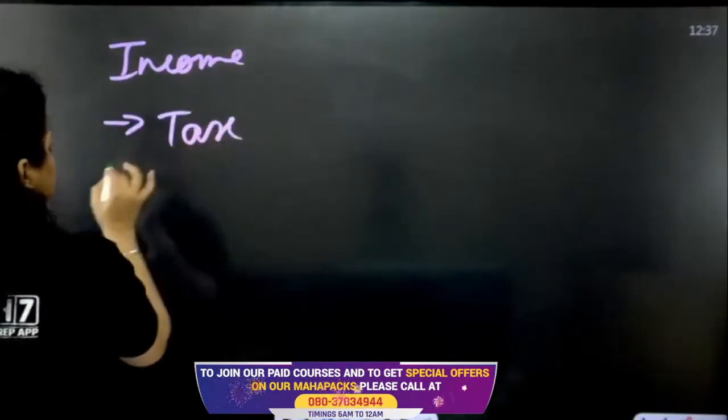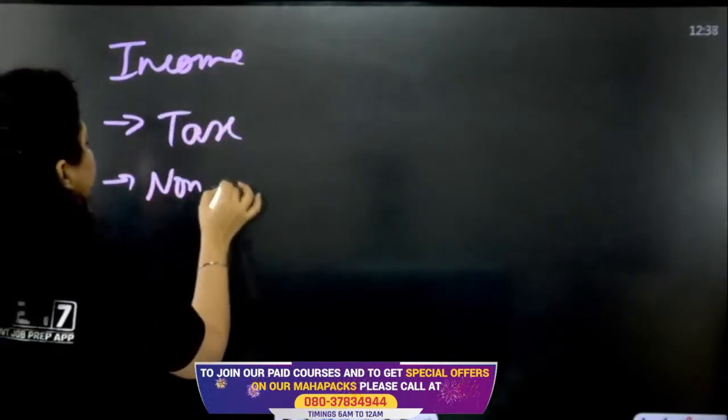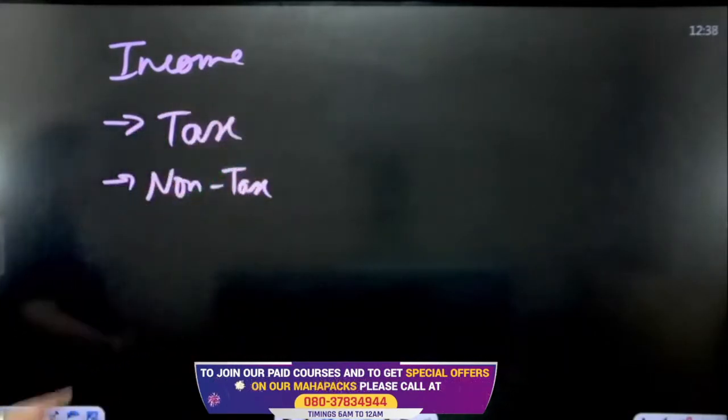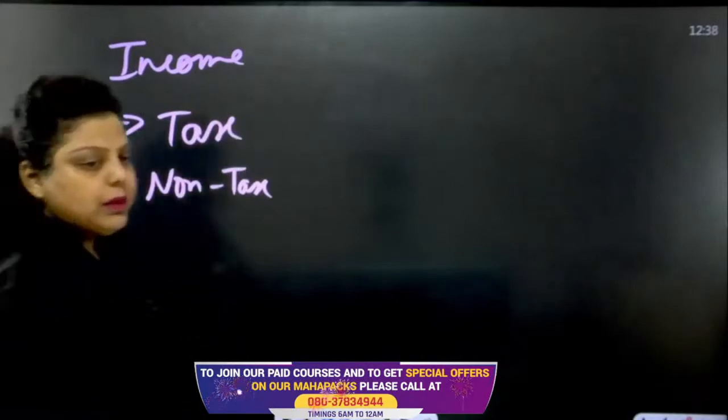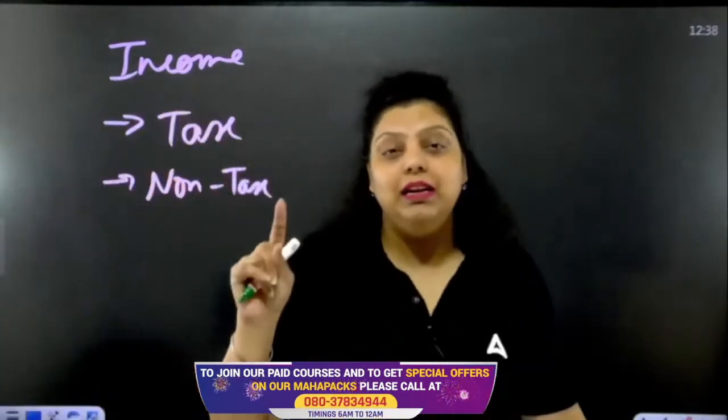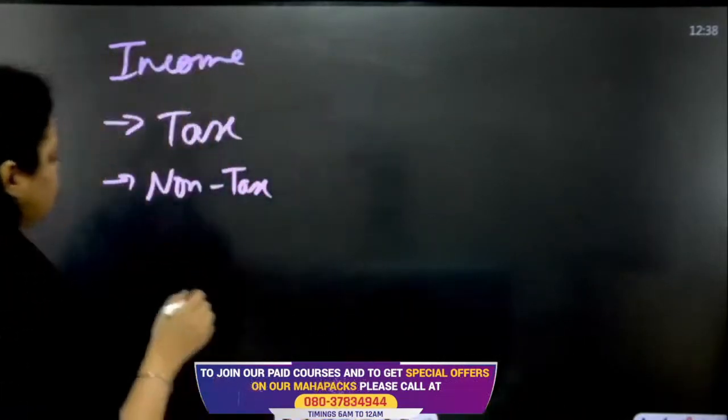First, government earns money from tax. Government earns money from non-tax services. Tax means direct tax and indirect tax, both will be covered. In non-tax, fines, penalties, challans, etc. will be covered.